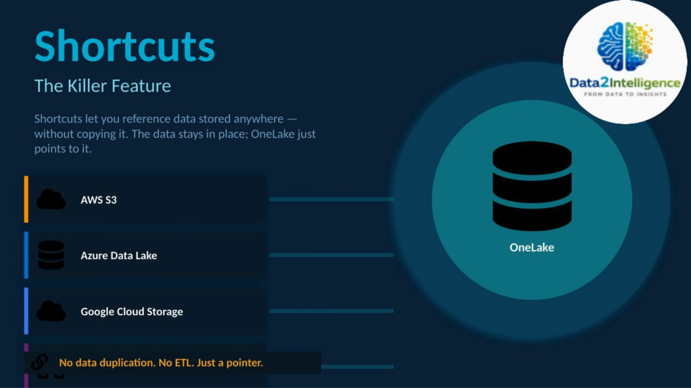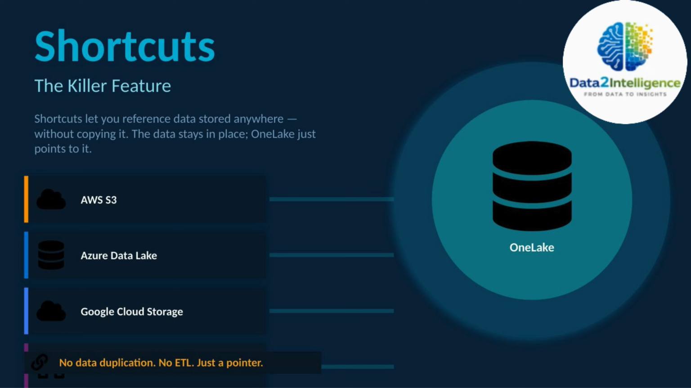It hides all the complexity like resource groups, regions, and access management. This makes it easy for both developers and business users to work with data. One of the biggest advantages of OneLake is that it eliminates data silos. All your data is stored in one place, making it easy to discover, share, and govern.